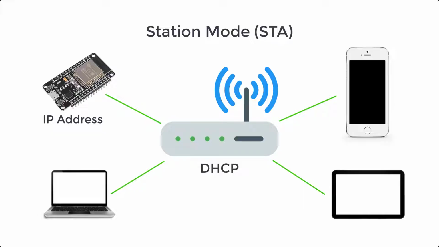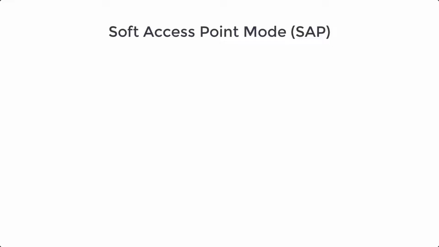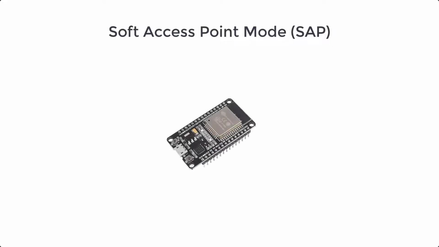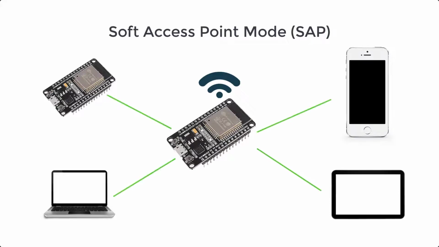which it is connected. However, in soft access point mode or SAP mode, your ESP32 creates its own Wi-Fi network, just like a Wi-Fi router, and acts as a hub for one or more stations. In SAP mode, your ESP32 is the center of the network, providing connections to other devices like computers, tablets, or phones. It means that your ESP32 assigns the IP addresses to the clients.